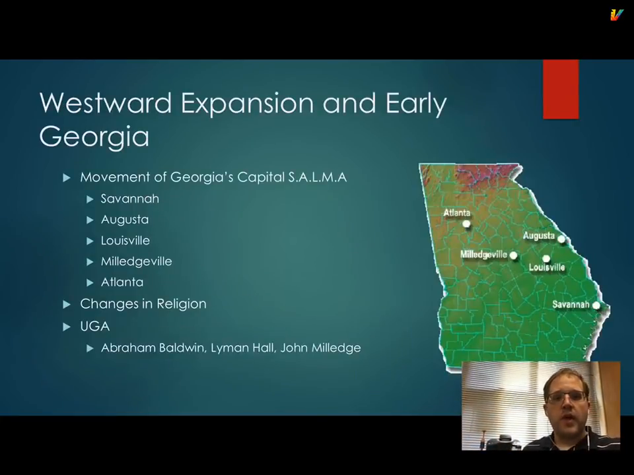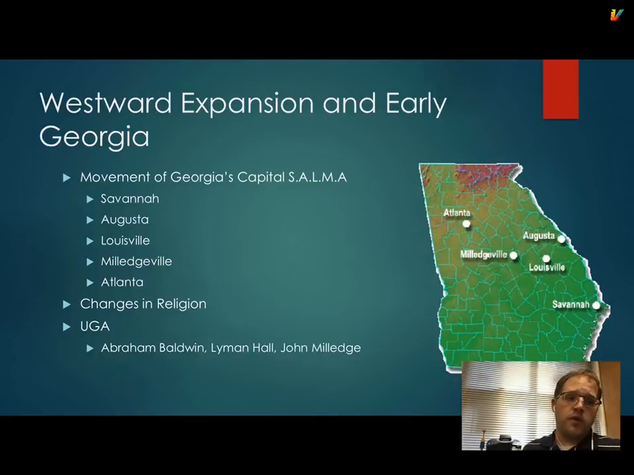All right. The next thing we have is the westward expansion. Remember that after the Revolutionary War, more people are going to be coming into Georgia. And as the population center of the state changes, so does the capital. And we had 5 capitals, and there's an acronym called SALMA, S-A-L-M-A: Savannah, Augusta, Louisville, Milledgeville, Atlanta. And you want to know that basically over time, the population goes west.